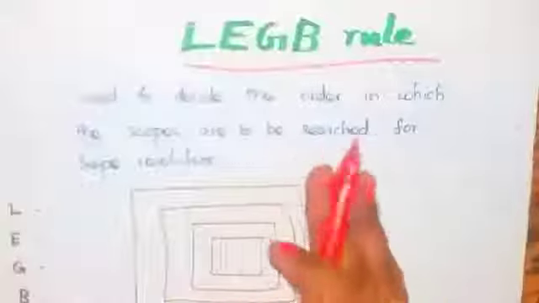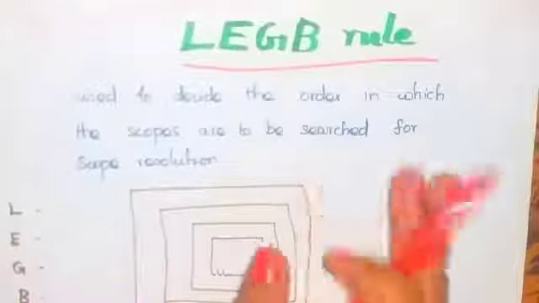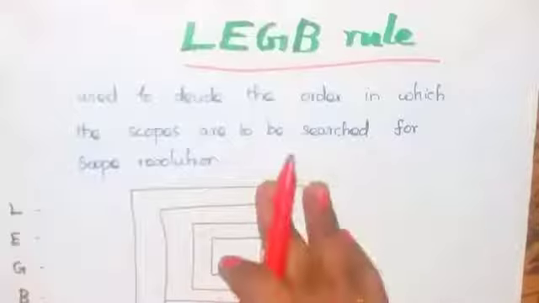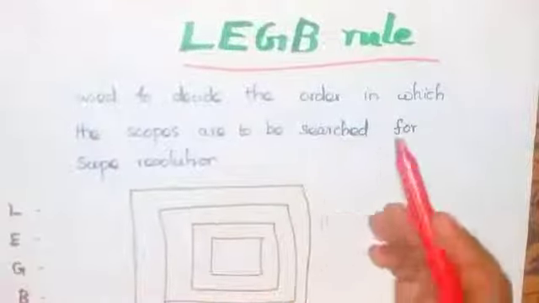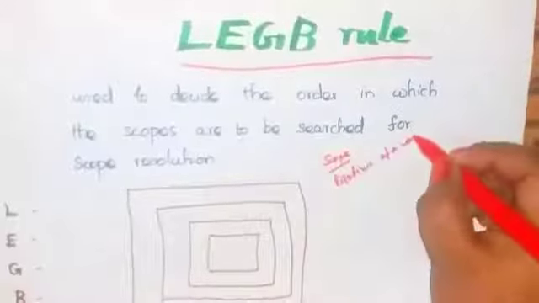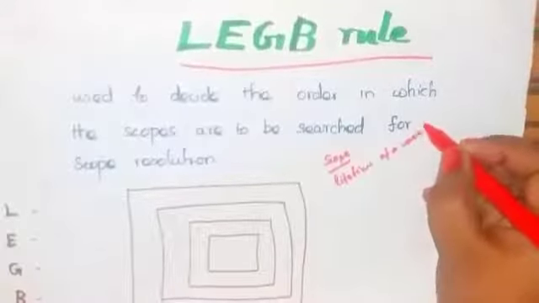Hi students, now coming to the next topic, the LEGB rule. In the previous video, I explained the introduction of scope. So what is scope? Scope is nothing but the lifetime of a variable.